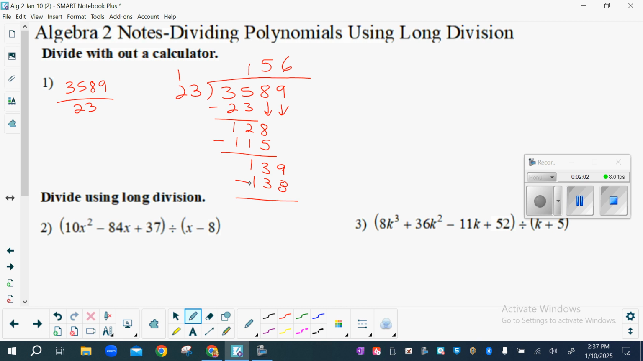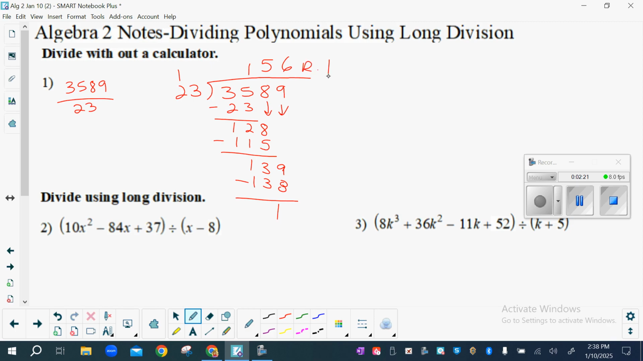Okay, so what do we get when we subtract? We get a 1. How do we write that? We write it with a remainder. So it's a 1, and we write remainder 1.